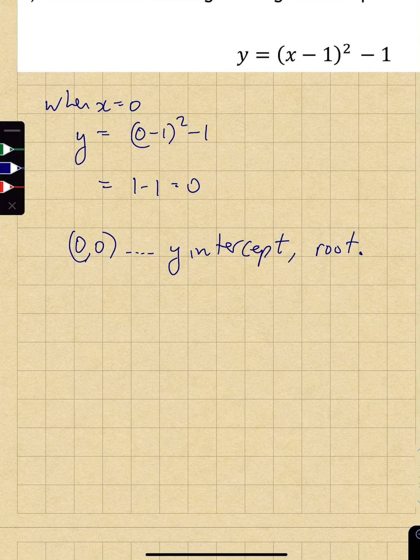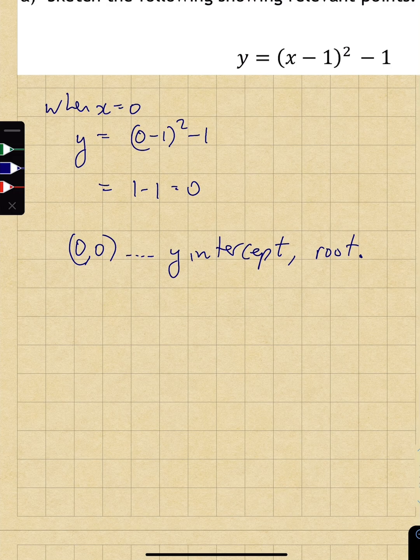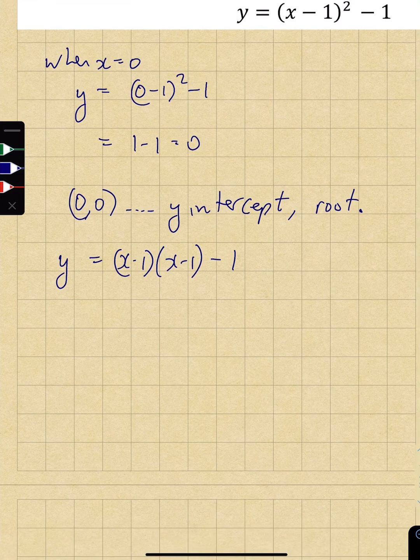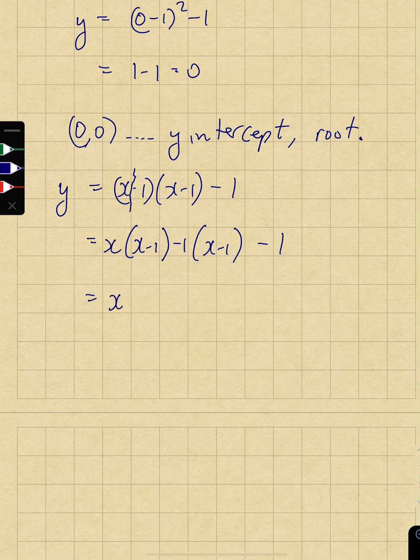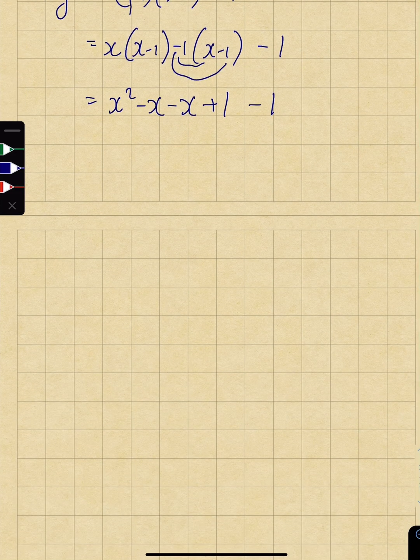So what we're going to do now, relevant points. Well, I'm going to square out this bracket. So y equals x minus 1 times x minus 1, minus 1. So draw a little line there. I get x times the second bracket, and then minus 1 times the second bracket, and we have our minus 1. So x times x is x squared, x by minus 1 is minus x, minus 1 by x, minus x again, and minus 1 by minus 1 gives us plus 1, and we still have our minus 1. So they cancel out, and we're left with x squared minus 2x.